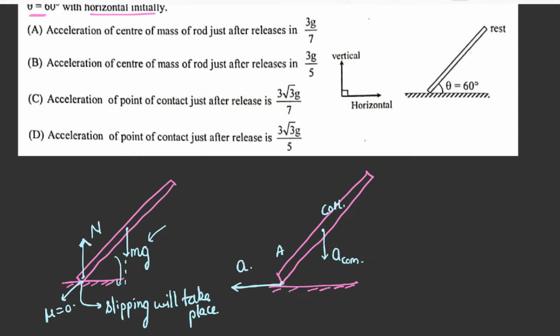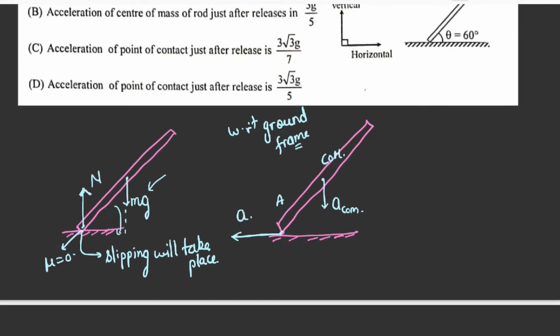Now this is with respect to the ground frame, sir. That means if I am standing on the ground and seeing, then I'll see it like this. I'll understand that A and ACM are not the same; they're both different. But I can find a relation between A and ACM. How will I find it out?